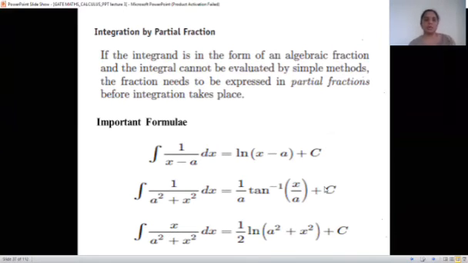Then integration by partial fractions is there. We know that, so the standard one I'm not focusing on here. We know how to write partial fractions, how to separate the functions using partial fractions, and how to solve. So I'm just focusing on the formulas now. Integration 1 upon x minus a is ln of x minus a. Integration 1 upon a square plus x square is 1 upon a tan inverse x upon a. And integration x upon a square plus x square is 1 by 2 into log of a square plus x square.